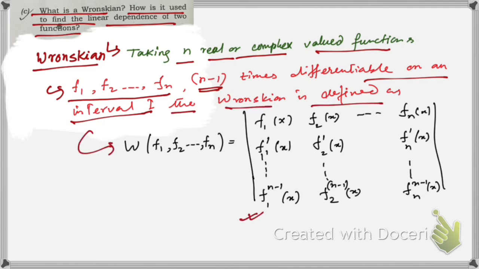Okay, so in the first column you have taken f1, then the first order derivative of f1, then the second order derivative of f1, up to the n minus 1 order derivative of f1. Similarly, we're going to do the same for f2, f3, and up to fn, right? So hope you have understood this. Now let me show you how to use this to check the linear dependence of two functions.